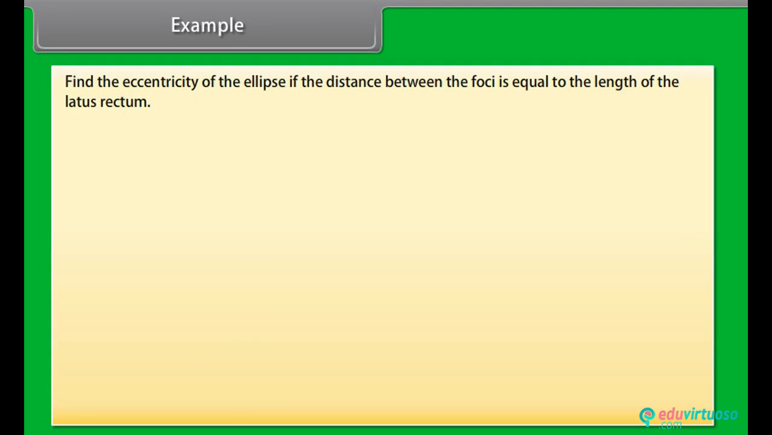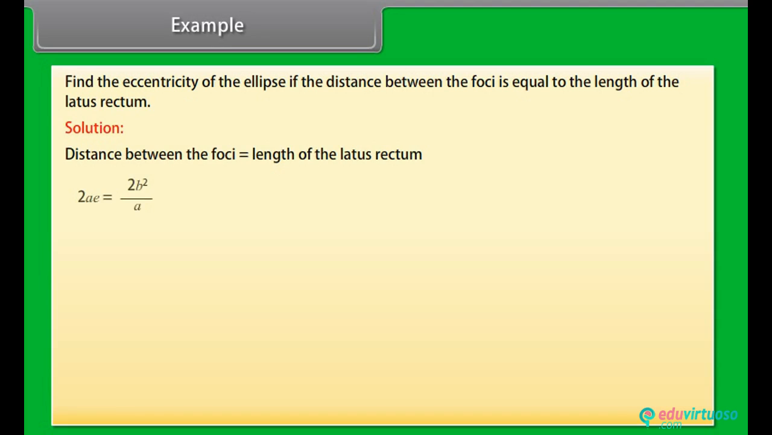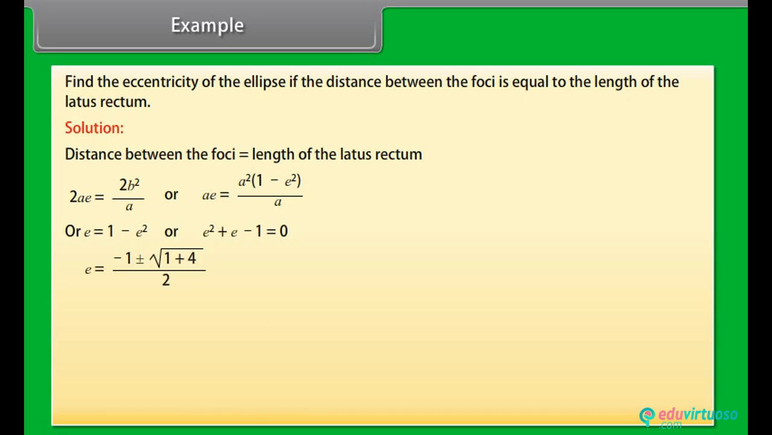Example. Find the eccentricity of the ellipse if the distance between the foci is equal to the length of the latus rectum. Solution. Distance between the foci is equal to the length of the latus rectum. 2ae is equal to 2b square upon a, or ae is equal to a square into 1 minus e square upon a, or e is equal to 1 minus e square, or e square plus e minus 1 is equal to 0. e is equal to minus 1 plus or minus under root 1 plus 4 upon 2, which is equal to minus 1 plus or minus under root 5 upon 2.